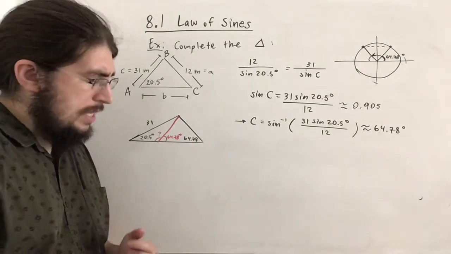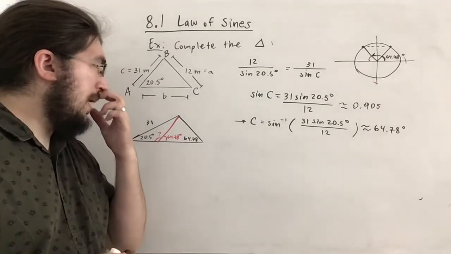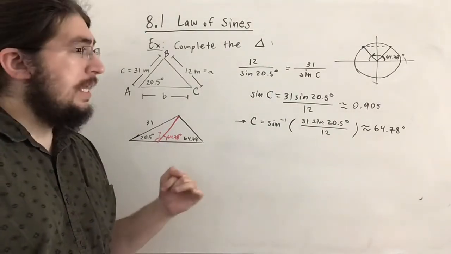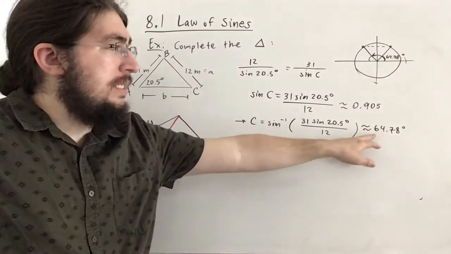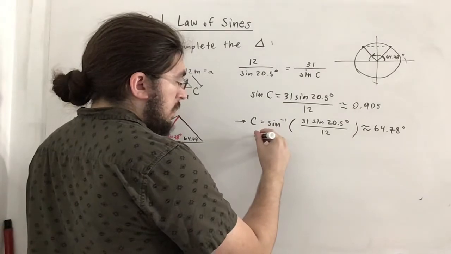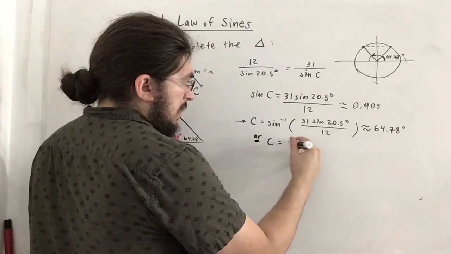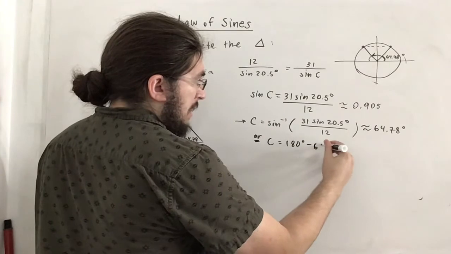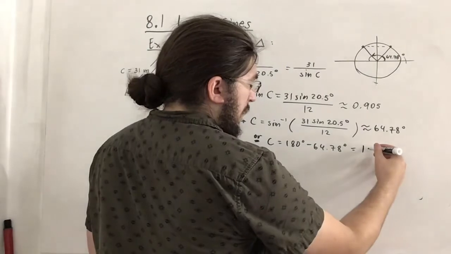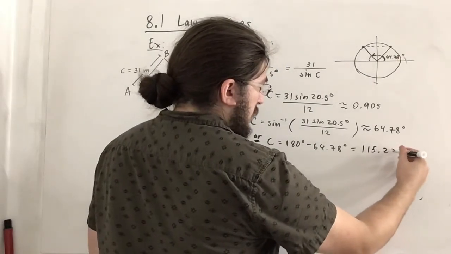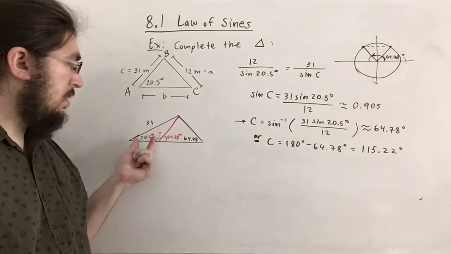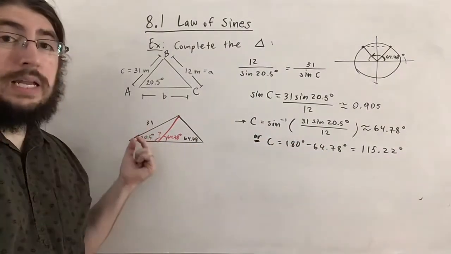Now, how we can tell that there was indeed only one solution in the first example we saw for SSA is because if you were to do 180 minus this, so this is like our alternative C, so C is equal to 180 minus 64.78, which by the way is 115.22. Now this actually, if you add this to 20.5, it's less than 180.